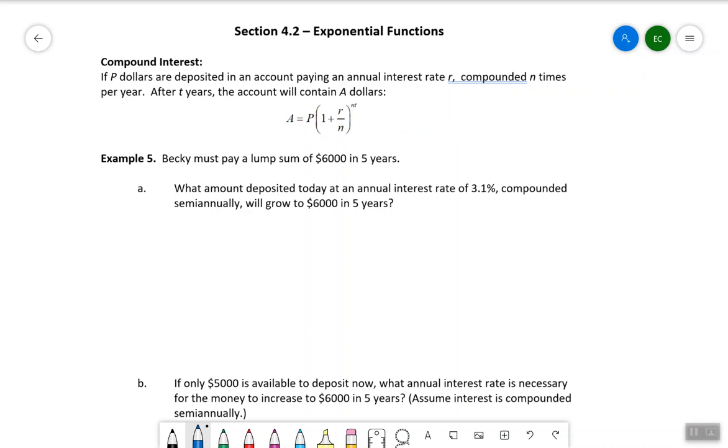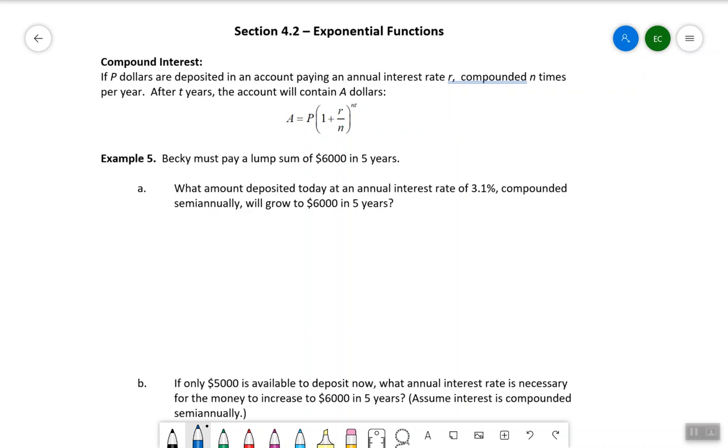Okay, this will be the last video in section 4.2. We're working on compound interest. In example 5a, Becky must pay a lump sum of $6,000 in 5 years. What amount deposited today at an annual interest rate of 3.1%, compounded semi-annually, will grow to $6,000 in 5 years? Okay, so let's see here.